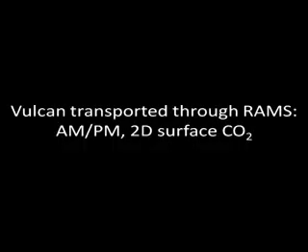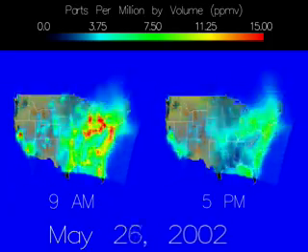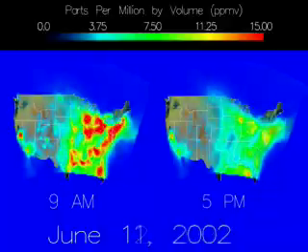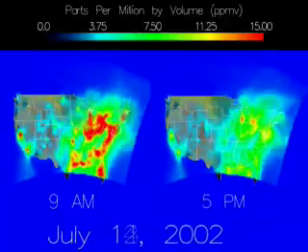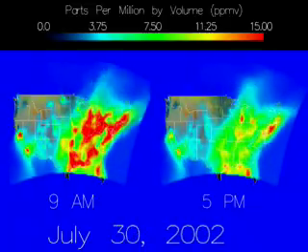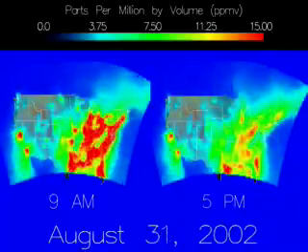The next sequence shows the contrast between morning CO2 concentrations and evening CO2 concentrations, with greater concentrations in the morning, both due to the initiation of fossil fuel CO2 emissions and the trapping of CO2 due to reduced boundary layer heights in the early morning hours.